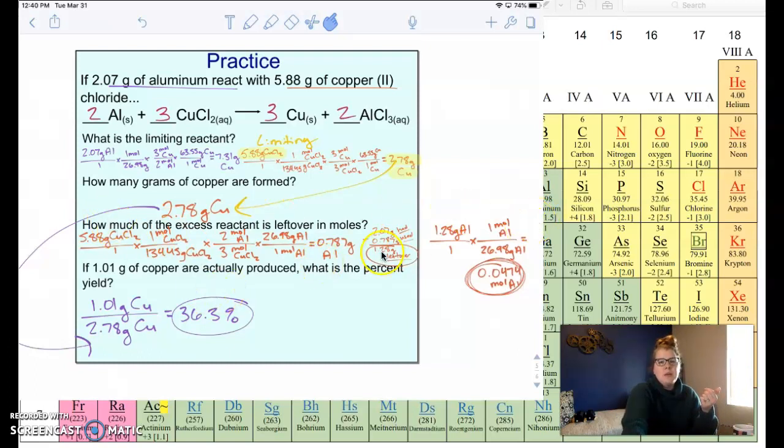This one was a lot of work. My apologies. I probably just should have said grams and it would have been less work, but this is okay. Basically, convert your limiting to your excess. That's how much you used. And then you subtract that from what you had to get what's left over.